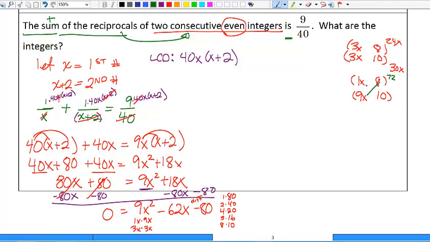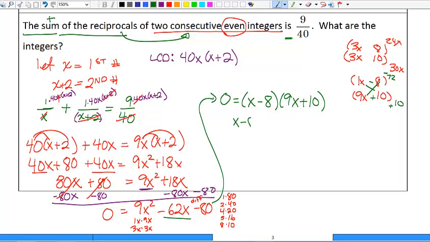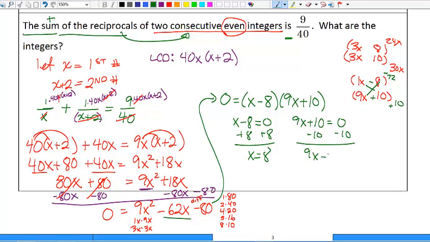So we have 72 and 10. Oh, look at that. I can get to 62. It's a negative on the 72, a positive on the 10. So this factors into x minus 8 and 9x plus 10. So I set each of my factors equal to 0 using my zero product property. The two solutions I have are 8 and negative 10 ninths.